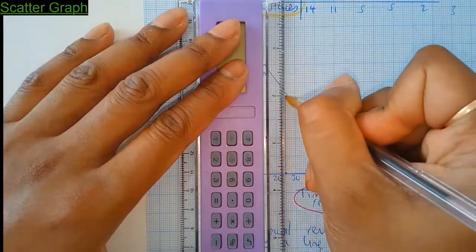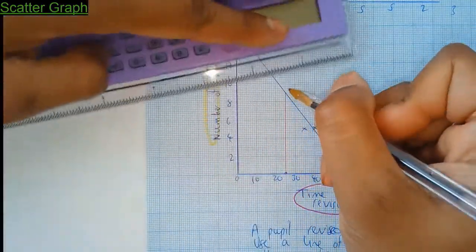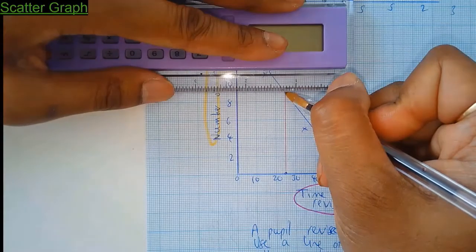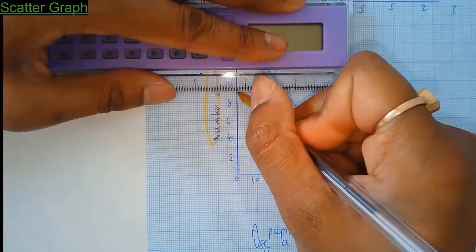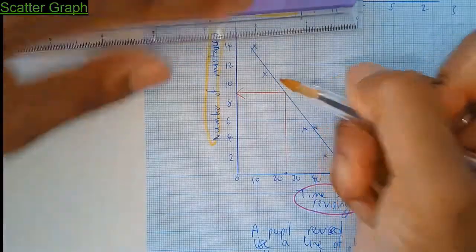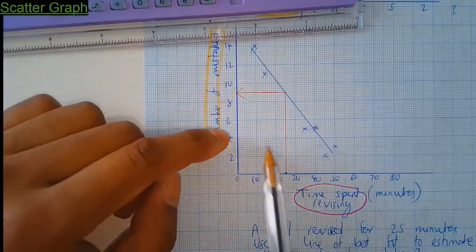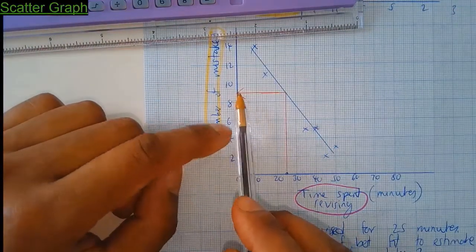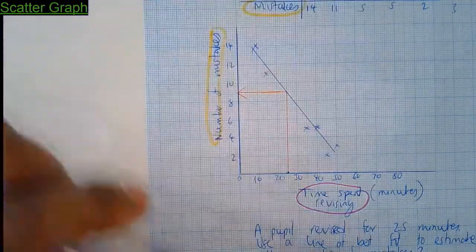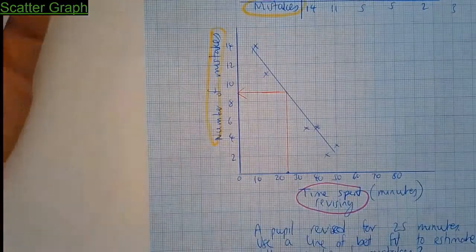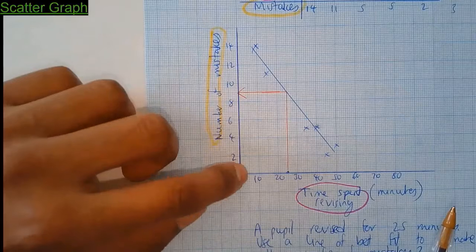Draw a line, find 25 minutes, draw a line. When you hit the line of best fit, turn left. It looks like we've got a decimal value, but because mistakes are whole numbers, you could say that's 9 mistakes. So somebody who revises for 25 minutes, you'd expect that person to make 9 mistakes.